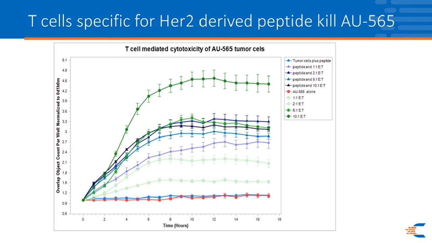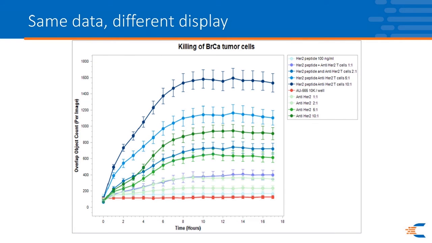Now, the interesting thing with the Incucyte system is that you have control over what this readout signal is. In this case, overlap object count. But in this slide, we're still counting those overlap objects, but we've removed the normalization to the 0 time point. And the data begins to look a bit different. Naturally, at the beginning, there isn't much killing, but you can see just raw object counts. Those are actually higher in the presence of added peptide.